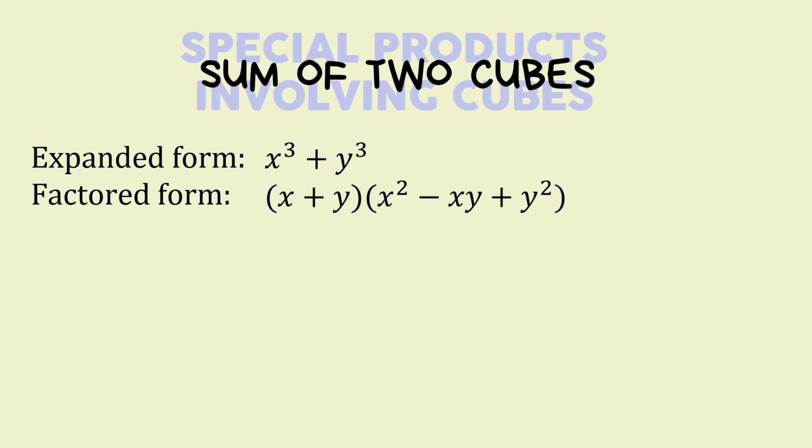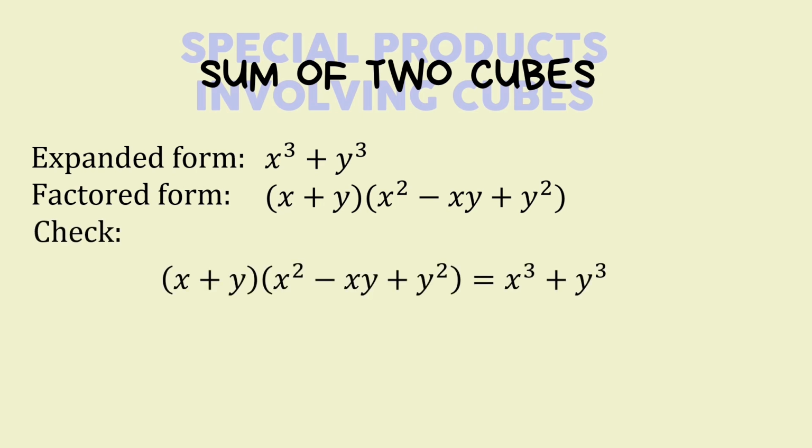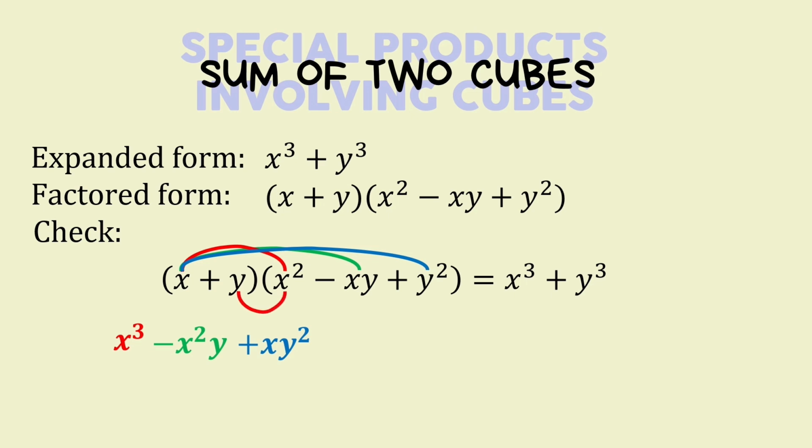Let's proceed. With the distributive law, let's try to expand this. Once again, to make matters easier, color coding is provided. X times x squared will be x cubed, x times negative xy will be equal to negative x squared y, x times y squared will be equal to xy squared. Then we have y times x squared, which will be equal to x squared y, y times negative xy, which will be equal to negative xy squared, and y times y squared will be equal to y cubed.